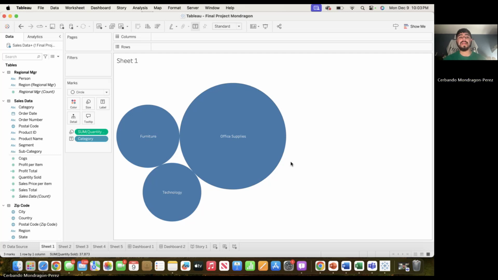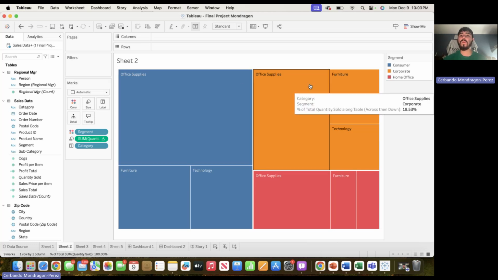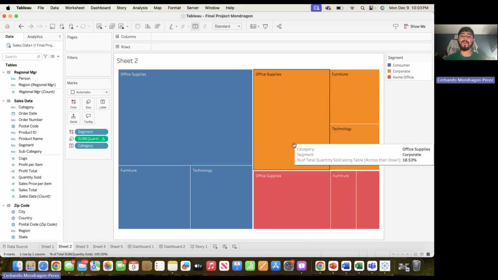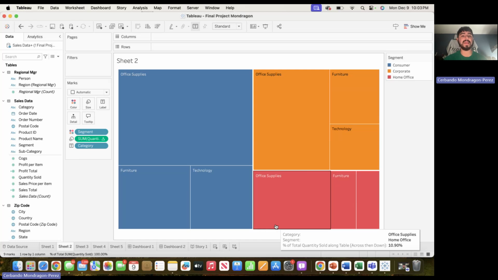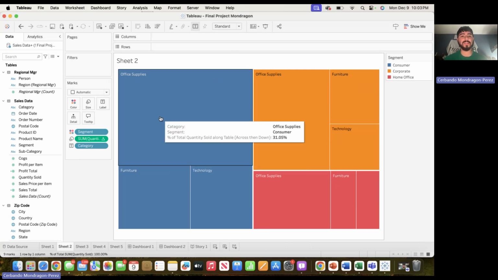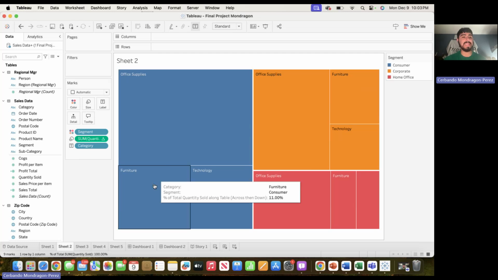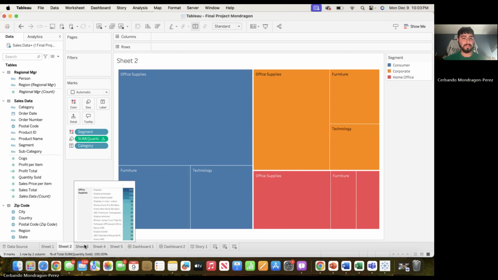Sheet two indicates which segment for each category is the most popular. So, orange being corporate, red being home office, and blue being consumer. Obviously, consumer and office supplies was the biggest one, with a 31.05% total quantity sold among the complete data set.